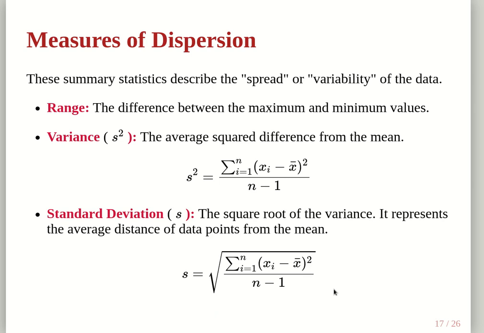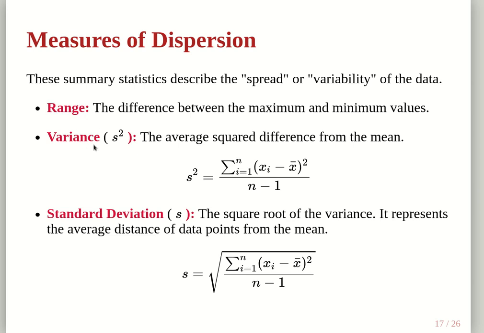Then we have measures of dispersion, which again are summary statistics that describe the spread or the variability in the data. There are three summary statistics that we're going to be talking about today. The first one is the range, which is just capturing information about the difference between the maximum and the minimum values. Notice that the range as a summary statistic is a single value that results from subtracting the minimum value from the maximum value observed in our data. It's not going to be the minimum and the maximum, it's going to be the difference between them.